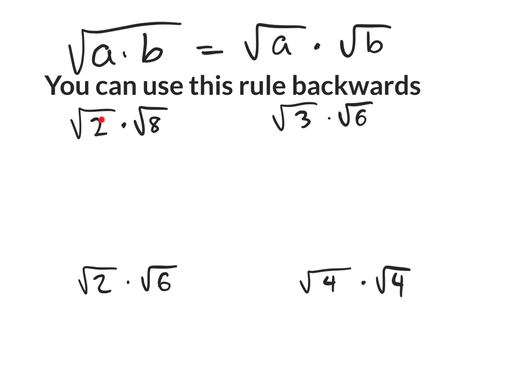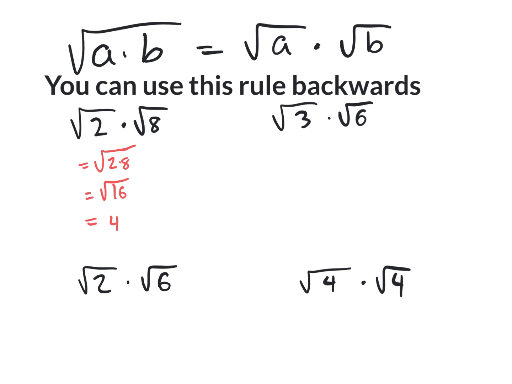For example, here, square root of 2 times square root of 8. I could actually multiply those together and write it as the square root of 2 times 8, and that would be the square root of 16, and the square root of 16 is 4. Pretty cool, right? So sometimes it's very advantageous to use this rule backwards, where you have two separate square roots. You could multiply them together and put them in one square root, okay?